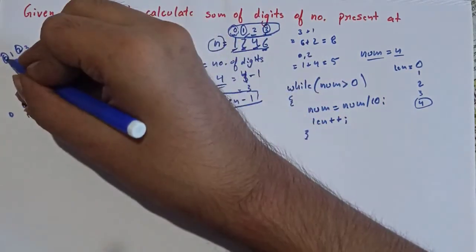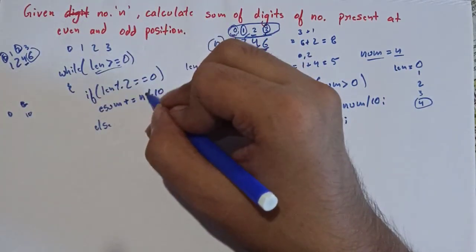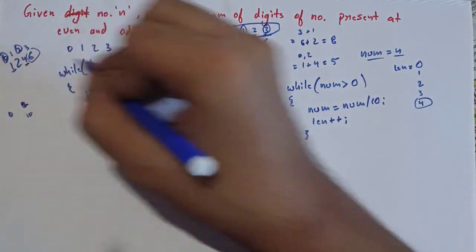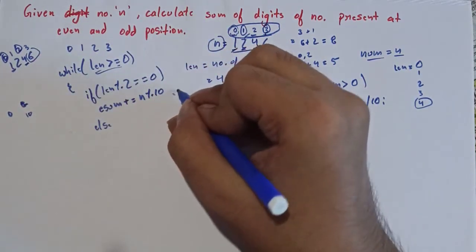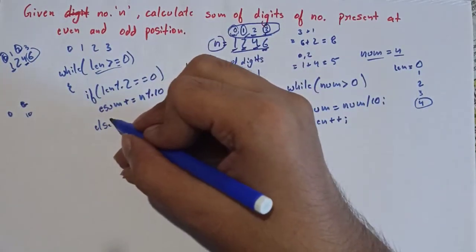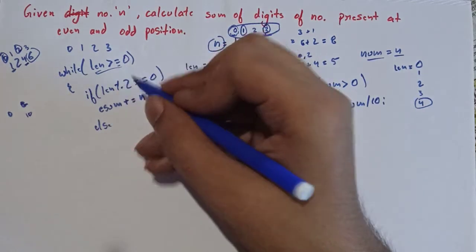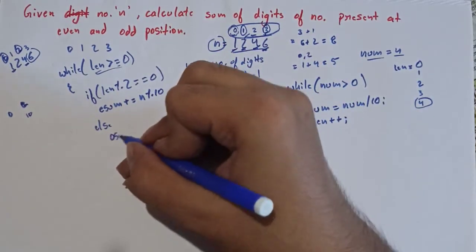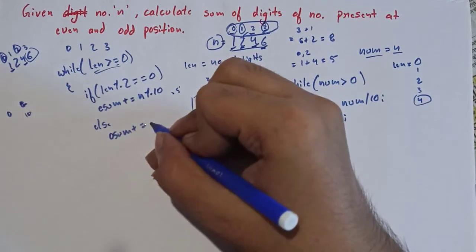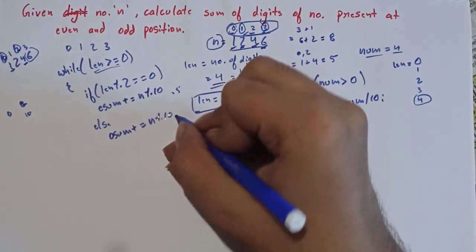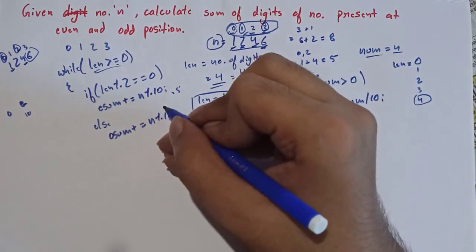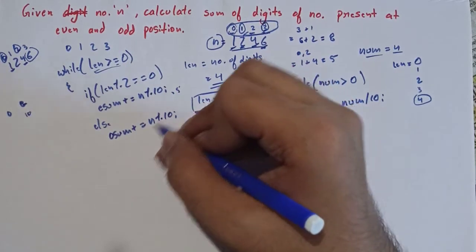Next time when it is 0, it will store the next digit, that is 4 plus 1, and it will result in 5. In the else block, if the positions are odd, it will simply do oSum plus is equal to n mod 10, and it will store our digits from odd positions.